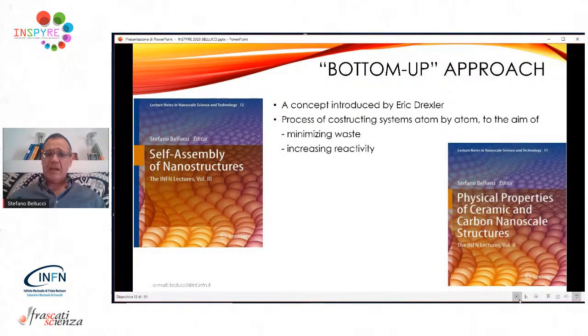In my group, we've been pursuing mostly the bottom-up approach, on the one hand because the top-down requires instrumentation that is very costly, like transmission electron microscopes, nano beams, and so on. On the other hand, it is also, in my opinion, the approach that is more easily scalable to industrial application. So with an eye to not only carrying out basic research, but also trying to develop concrete applications for society, we favor this bottom-up approach. And here you see two books that we've published in the past to put together the experiences of my group and collaborators in these areas.